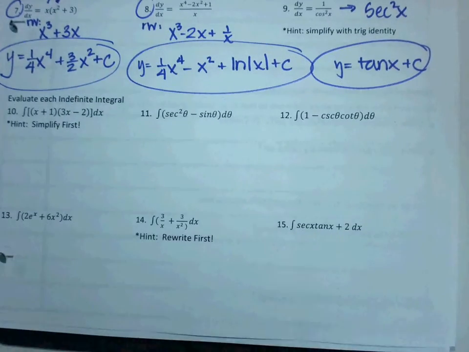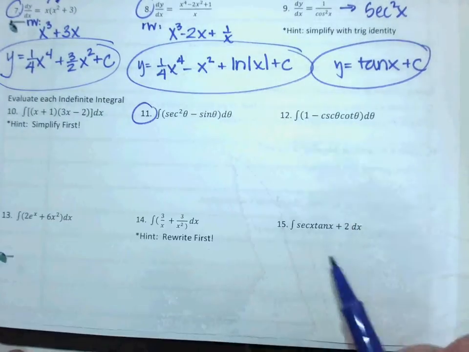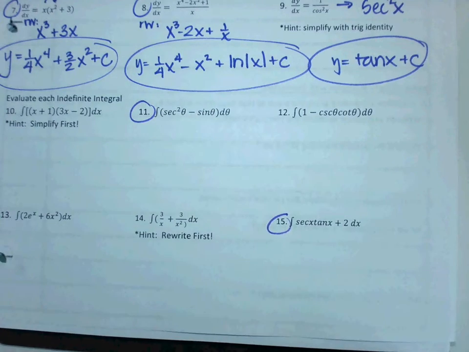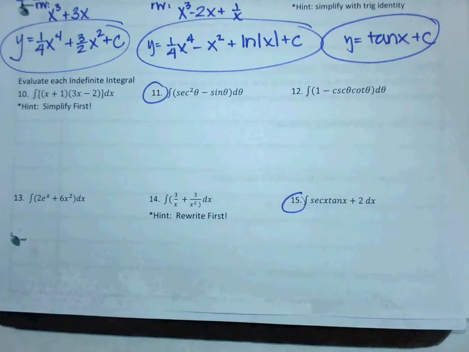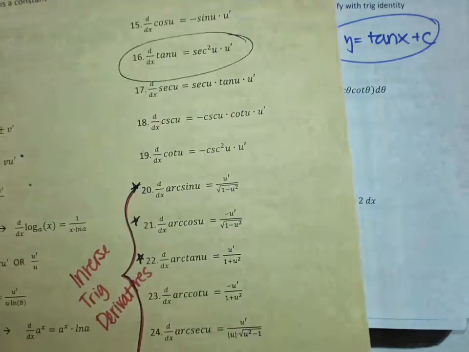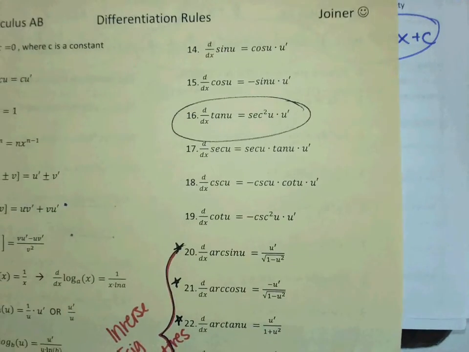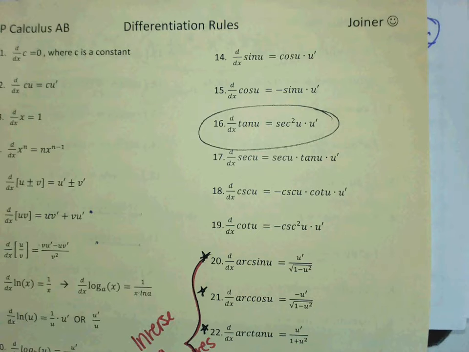I want you to do 11 and 15. Do we have to? Yeah, but I'll put my sheet up here. Okay, ready? Nikki, you have the paper? Alright. They're all on the sheet, 11 and 15.